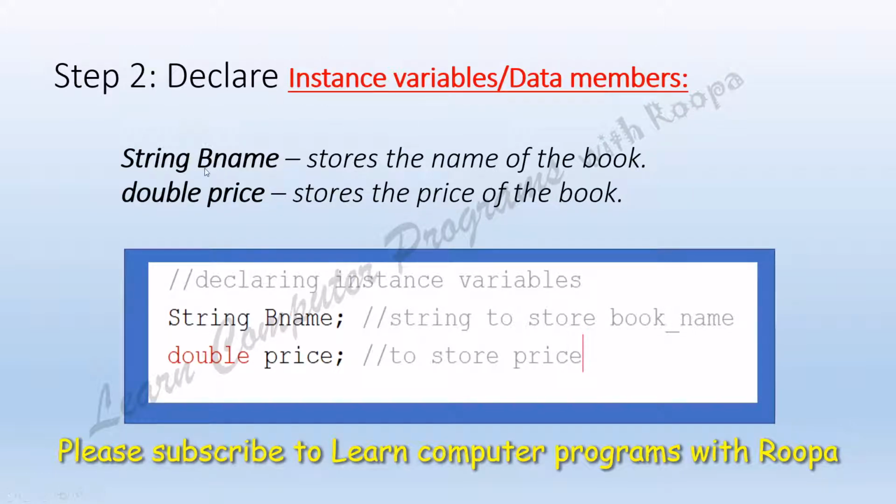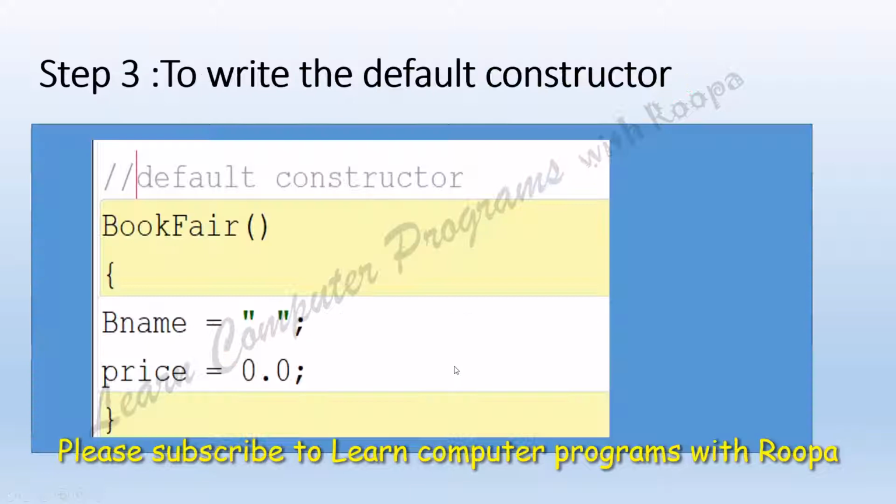The name of the variables along with the data type is given there. So you just need to declare the variables in your program. String bname, which will store the book name, and double price to store the price. The third step is to write the default constructor. Default constructor means the compiler is going to automatically put values to those variables, but here you have to mention those default values.